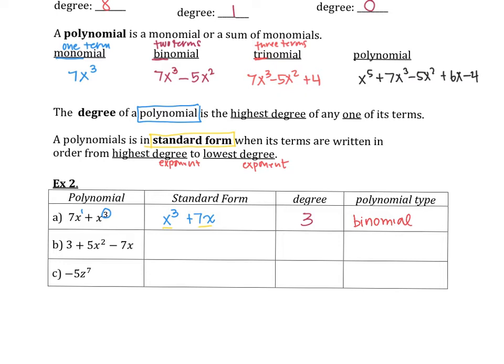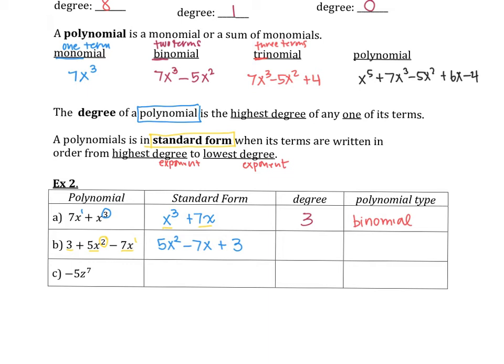Okay, I'm going to go to the next example, B. It says 3 plus 5x squared minus 7x. Okay, I want to look at each individual term, and I want to compare their exponents. So this 3, that has no exponent, so that's 0. This term has a 2 exponent. This term has a 1 on its variable. So the highest exponent I see is 2. So I'm going to put the 5x to the second first. The next highest exponent is the 1, so I put minus 7x. And then the 3 didn't even have a variable, so that goes last. And if I look at this, it's going highest exponent 2, 1, 0 to lowest exponent.